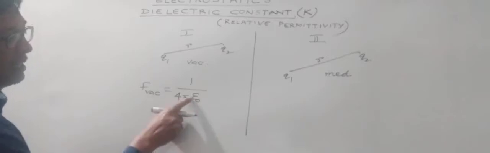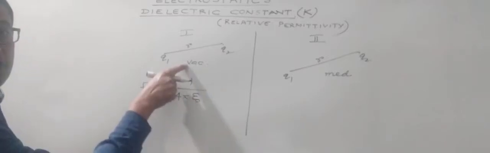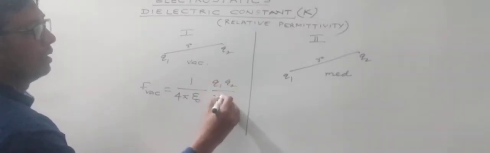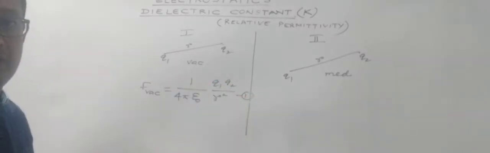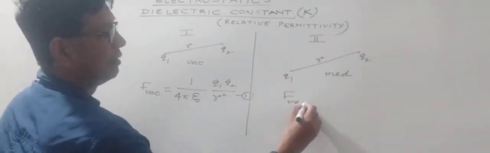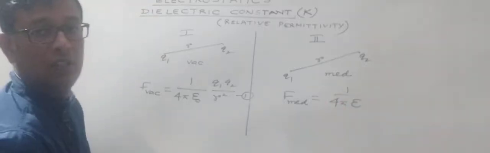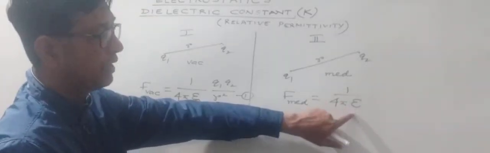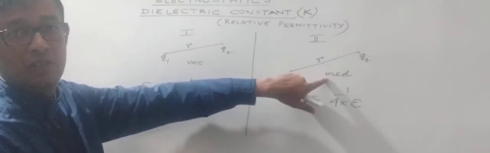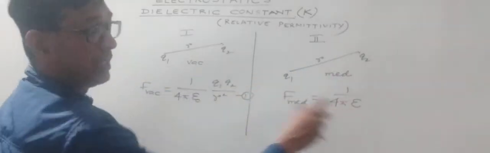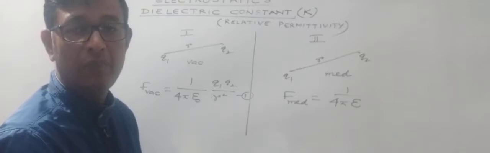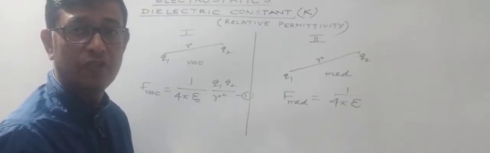F vacuum would be given by 1 over 4 pi epsilon naught, this is the absolute permittivity of vacuum or free space, right? Q1 Q2 by r square. Put this as equation number 1. In the second case, it will be 1 over 4 pi epsilon, this is the absolute permittivity of this medium. Remember, permittivity indicates the nature of the matter involved.